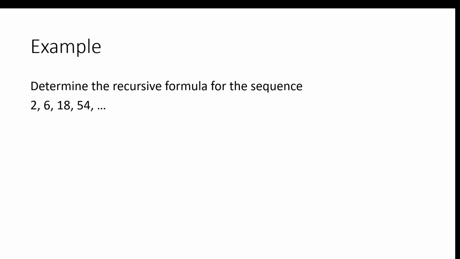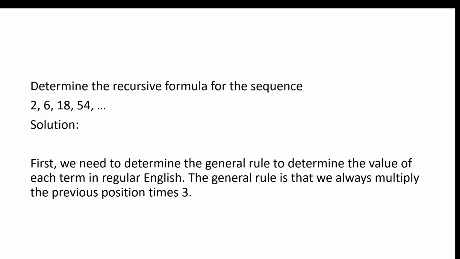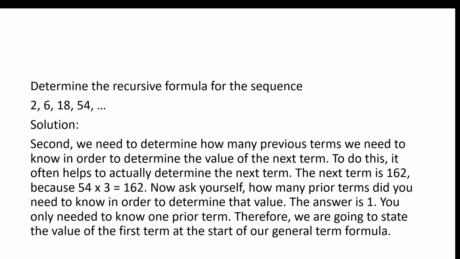Determine the recursive formula for the sequence shown. Well, first we need to determine the general rule to get to each next term in regular English. And the general rule is simply that we're always multiplying the previous term times 3. Okay, very good. Now, let's see how many previous terms we need to know in order to determine the value of the next term. And to do this, it often helps to just actually figure out what the next term is. So if you were given this sequence, I think many people would say, okay, the next term is 162, and then we keep on going.